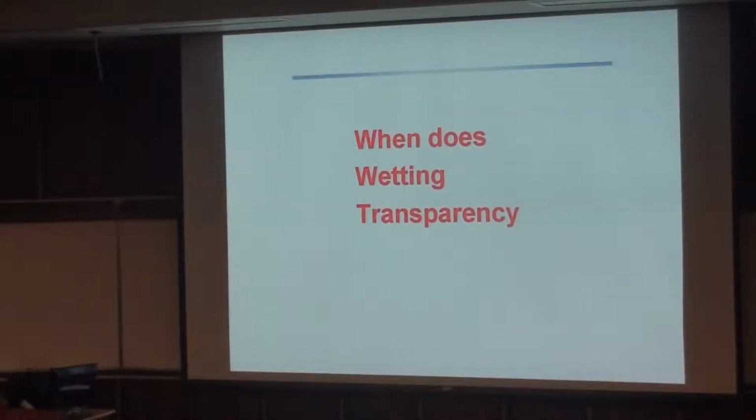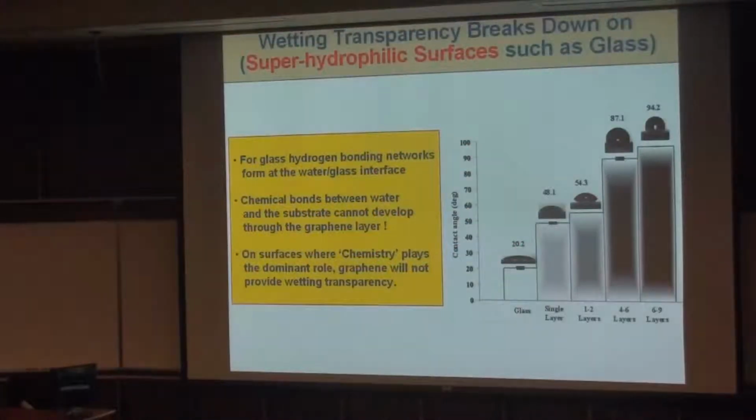Okay, now when we wrote this paper, we really didn't explore the full range of contact angles, and it turns out there are definitely ranges where the wetting transparency breaks down. One case where the transparency breaks down is on a super-hydrophilic surface. So let's say I have a surface like glass. Now glass is super-hydrophilic because you get hydrogen bonds that form between water and the substrate. Now these hydrogen bonds cannot form through the graphene sheet. So if I put a layer of graphene on glass, these hydrogen bonding networks are now broken. And so the contact angle jumps up.